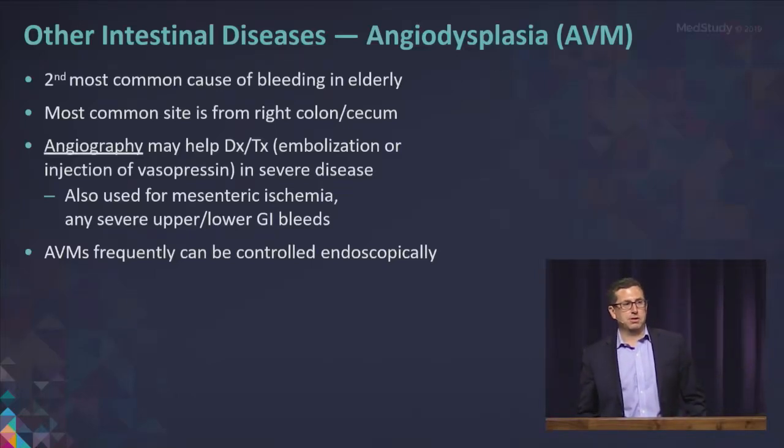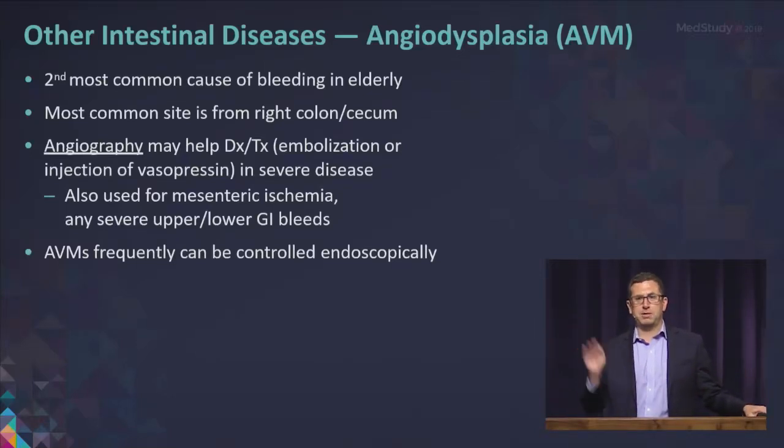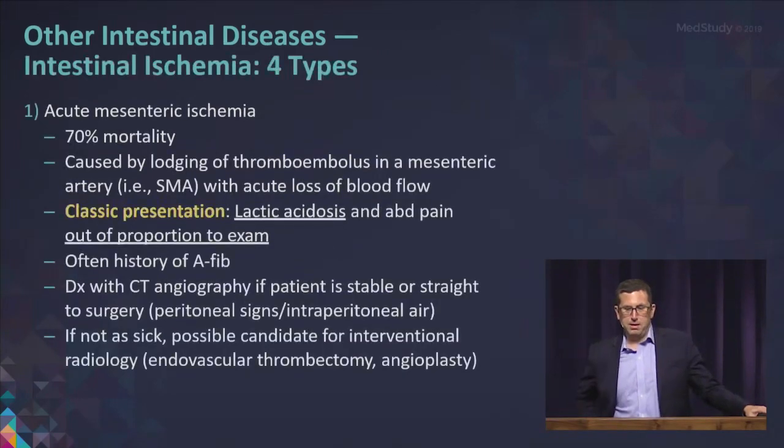Angiography could be helpful to localize the AVMs, but now that we have capsule endoscopy, we could frequently see them that way as well. Keep in mind that angiography could also be used for treatment of mesenteric ischemia and could be used for treatment of upper and lower GI bleeds by embolizing vessels. AVMs could frequently be controlled by endoscopic therapies, generally coagulation or something called argon plasma coagulation, which is beyond the scope of your test.